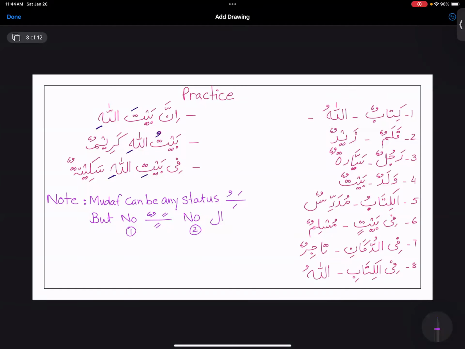Good. Now, Kalamun Zaidun. Two isms, right? Kalamu Zaidin. Translation? Pen of Zaid. Very good. Rajulun Sayyaratun. Rajulu Sayyaratun. Translation would be? The car of the man.